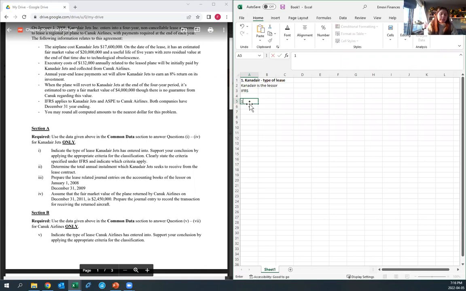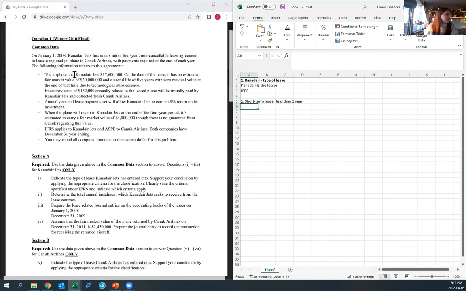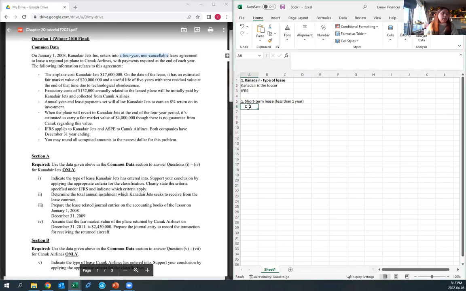So the first thing is, is it a short-term lease? Less than a year. If we look back, the lease term was 4 years. Yeah, it's a 4-year lease term. So it's a long-term lease. So, no. And second, is the minimum lease payment less than $5,000 per year?